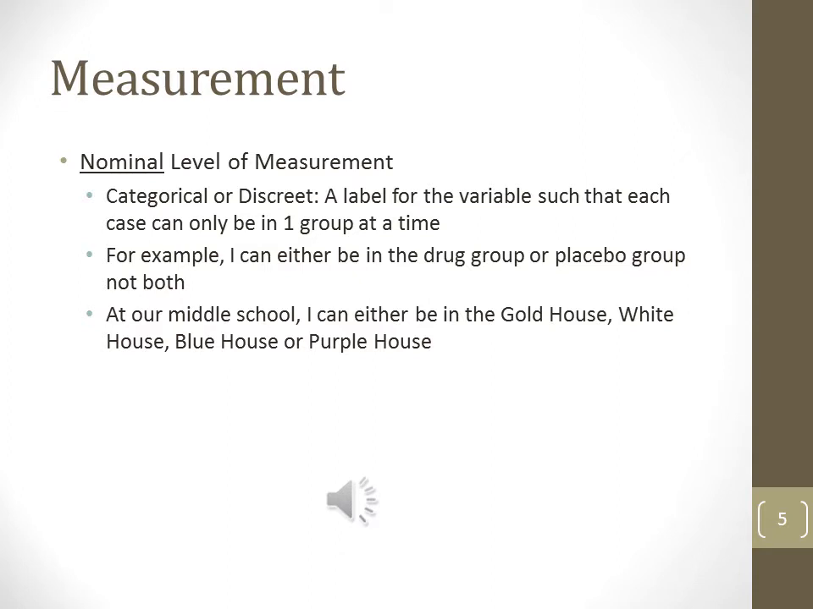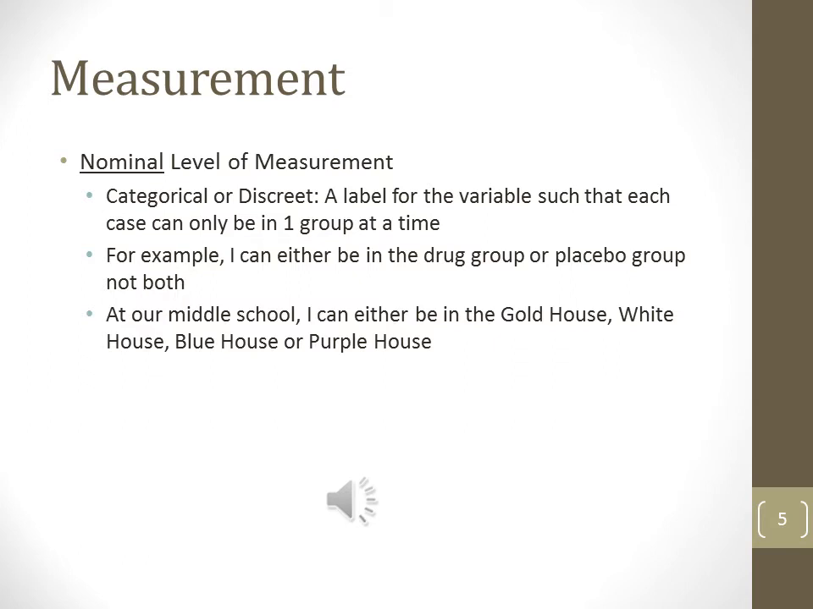Now we're going to talk about level of measurement. The first one is nominal. A nominal measurement is also sometimes called categorical or a discrete level, such that you have to be in one group at a time. For example, if you are part of a medical test, then you are either in the drug group or the placebo group. You can't be in both.